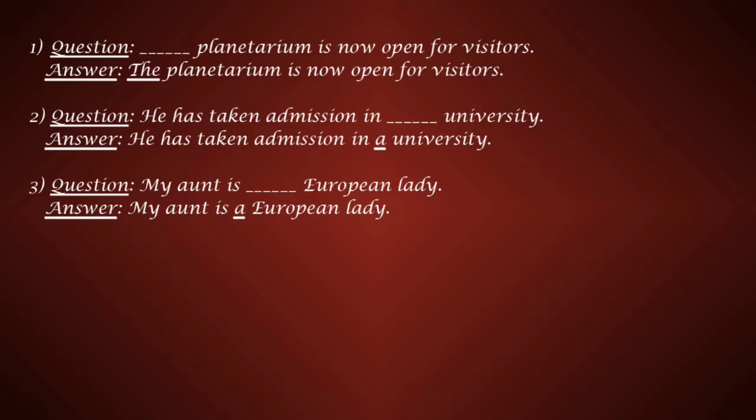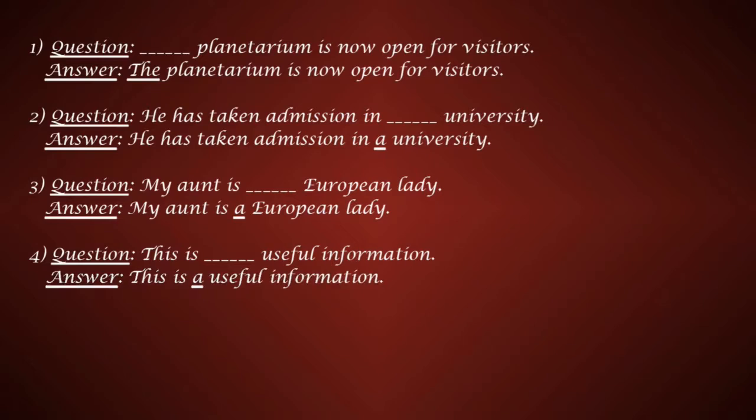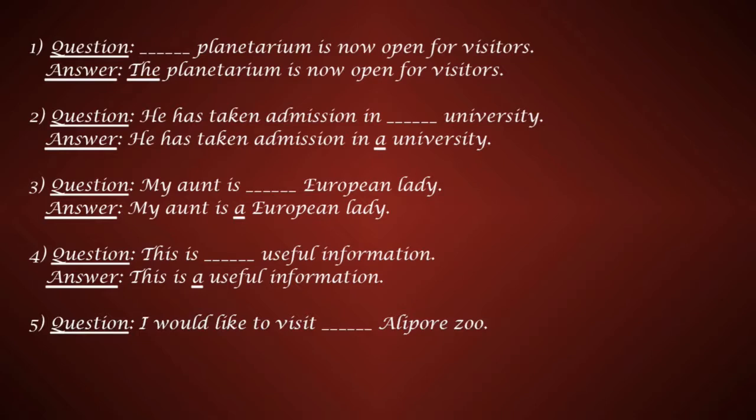Number 4. This is Dash useful information. The answer is this is a useful information. Number 5. I would like to visit Dash Alipur Zoo. The answer is I would like to visit the Alipur Zoo.